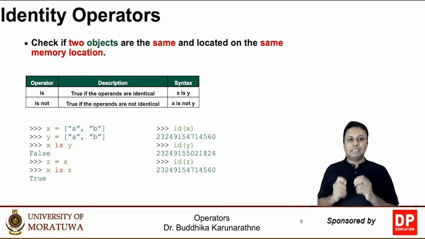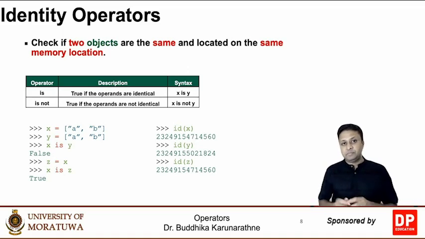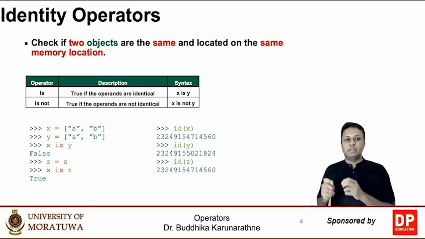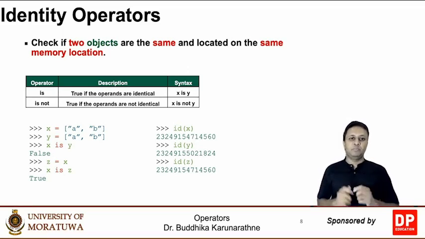X and Y both refer to lists containing the same elements. They are equal but not identical, as they do not reference the same object in memory. So when you try X is Y, it will return false. You can verify that X and Y do not refer to the same object by using the id function as shown on the right side.